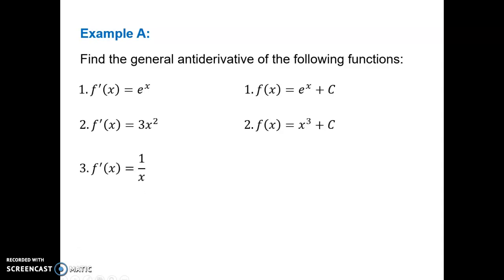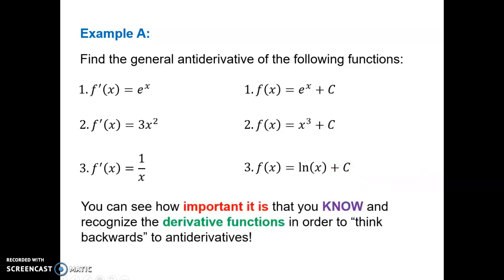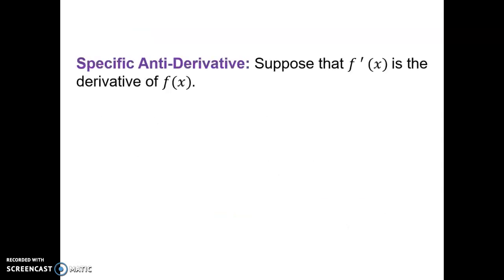We did this one in the last video too. If I said to you the derivative of a function is 1 over x, then we know that the function must have been the natural log of x function, because we know the derivative of the natural log of x is 1 over x, plus perhaps some constant. All right, so those were easy. We got those from the last video. But you can really see how important it is that you know and recognize the derivative functions in order to think backwards for antiderivatives.